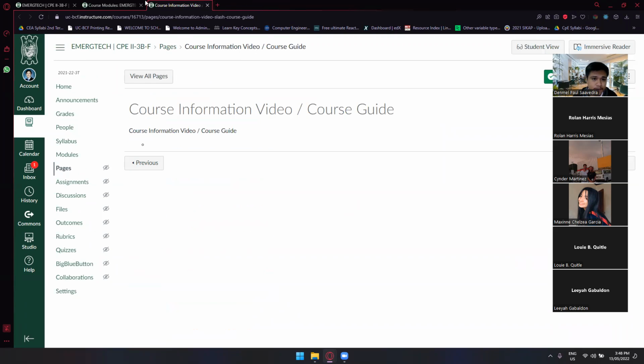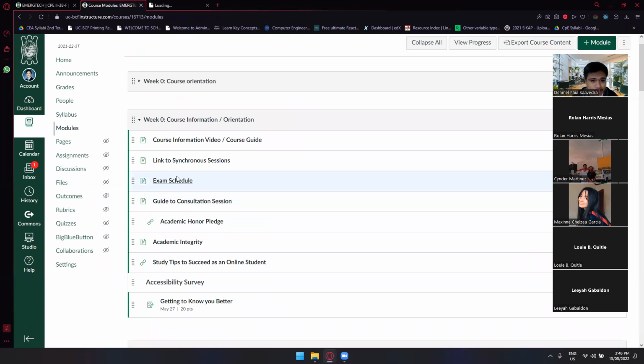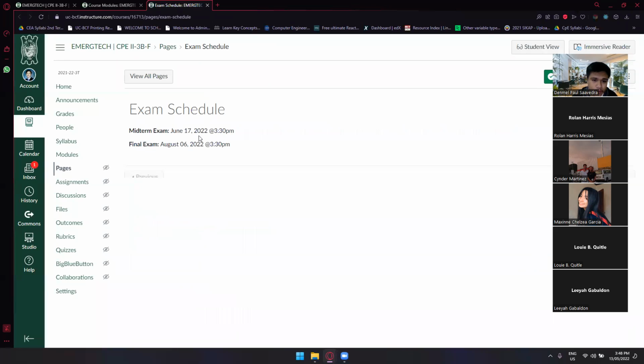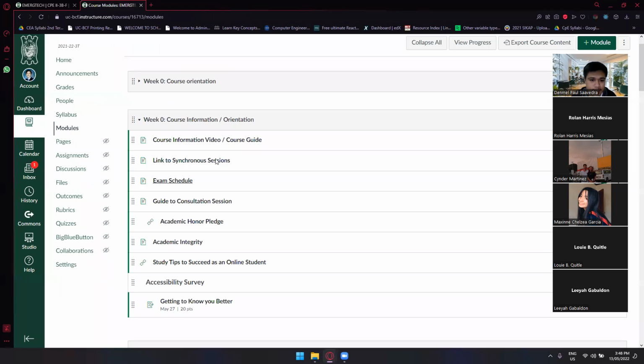Via Zoom. And the next one is the exam schedule. Your midterm exam will be on June 17, starting exactly at 3:30 to 7:30 p.m. only. And then your final exam will be on August 6, 3:30 to 7:30 p.m. Just do take note of those dates.